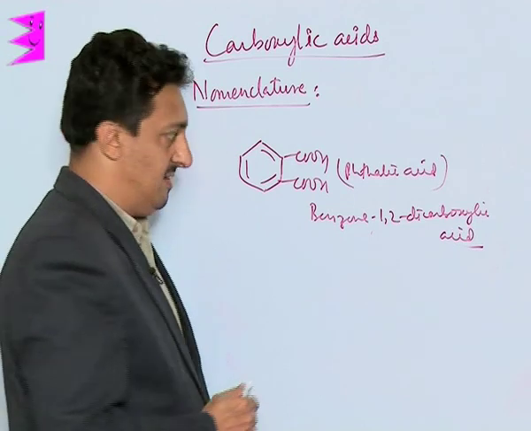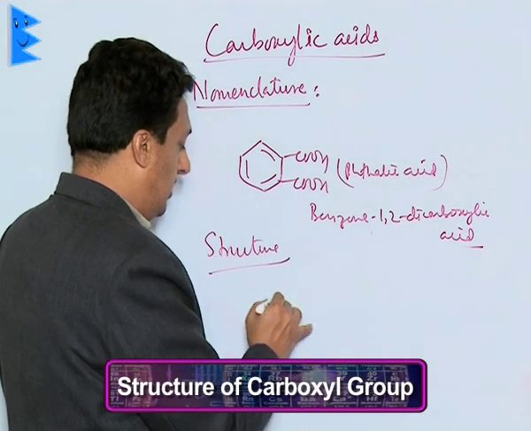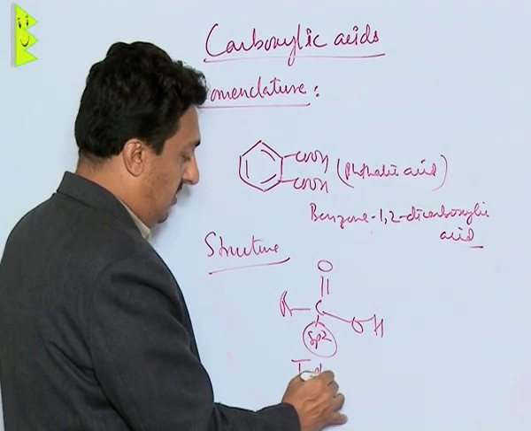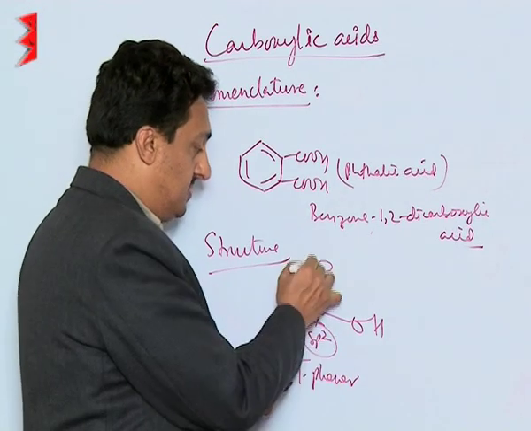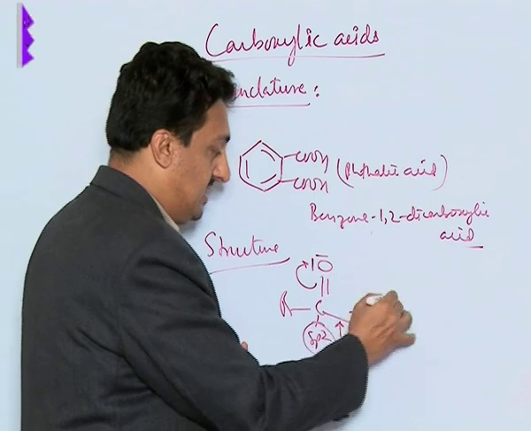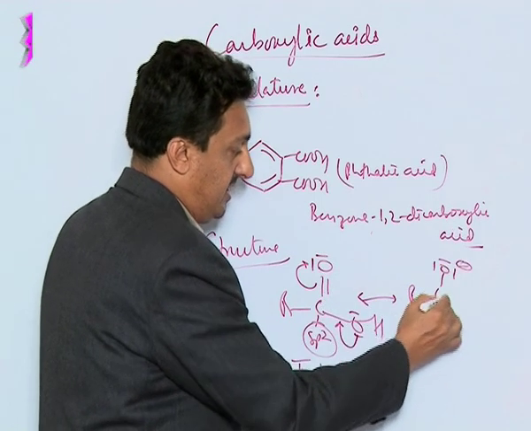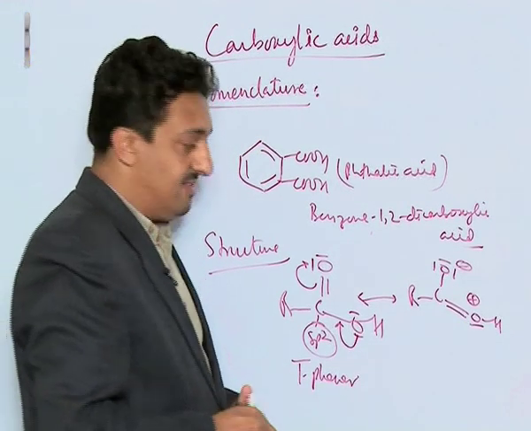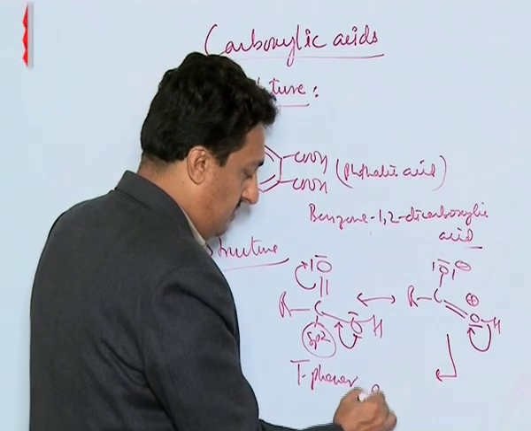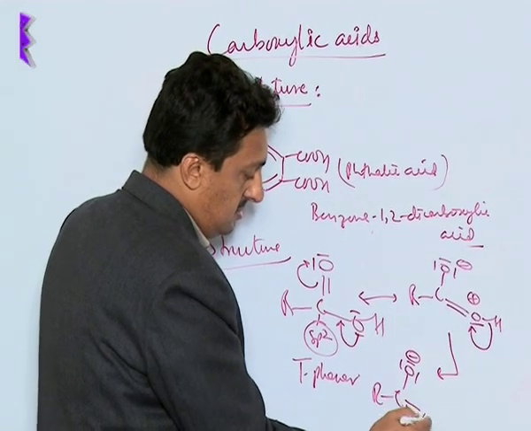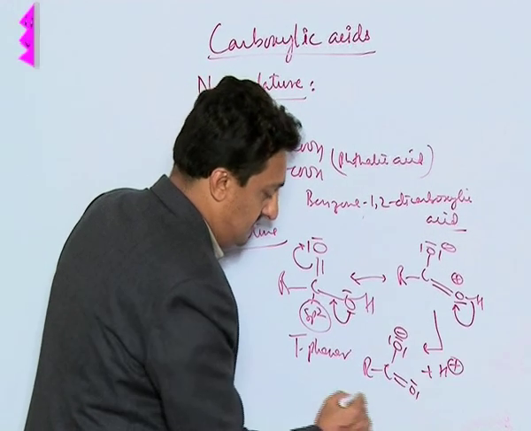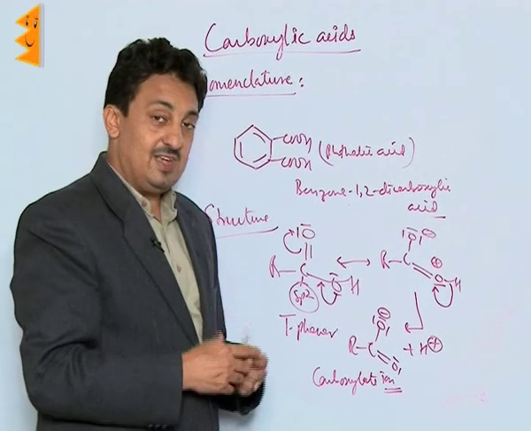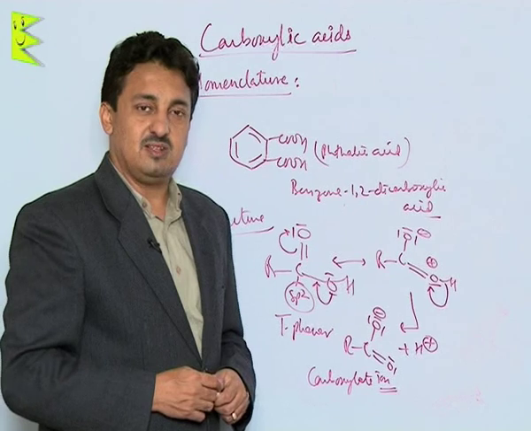Now let us see first their structure. What you need to understand is this carbonyl carbon is sp2 hybridized. So this is trigonal planar, and this compound shows resonance like this, in which what we find is we have a positive charge on the oxygen. As a result, the hydrogen is very easily withdrawn and it gives us what? This kind of carboxylate ion, which itself is resonance stabilized. Now let us see the preparation methods of carboxylic acids.